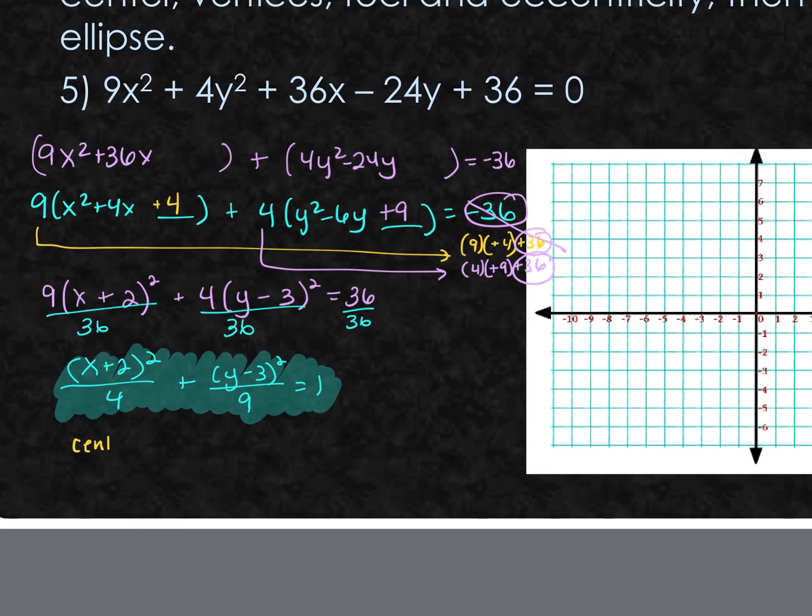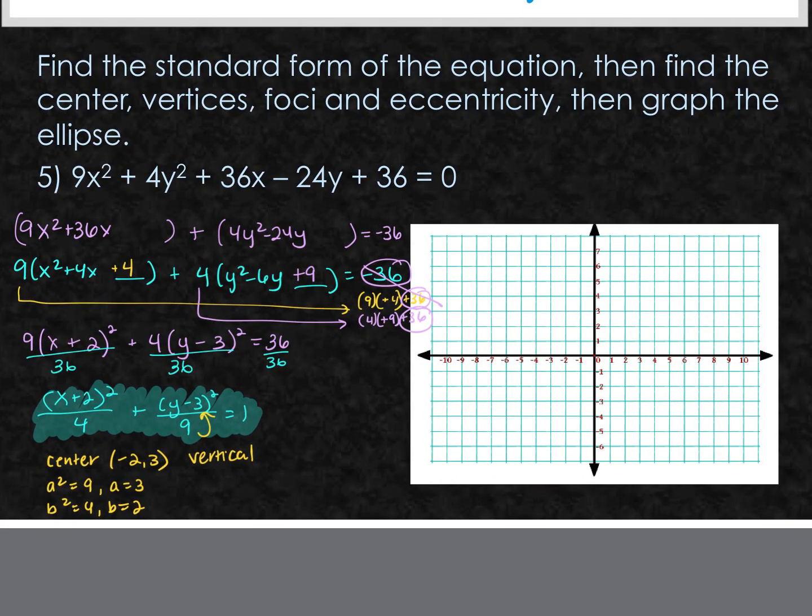I know the center, right off the bat, is negative 2, 3. I know the a squared is the larger base, which is 9, and a is 3. That 9 is under the y, so this is vertical. I know the b squared is 4, so b is 2. So already I can plot my center, negative 2, 3. I can go up and down A because it's vertical, 1, 2, 3, 1, 2, 3. And that gives me my vertices, negative 2, 6, and negative 2, 0. I can go right and left the B, which is 2, and that's my co-vertices, negative 4, 3, and 0, 3.